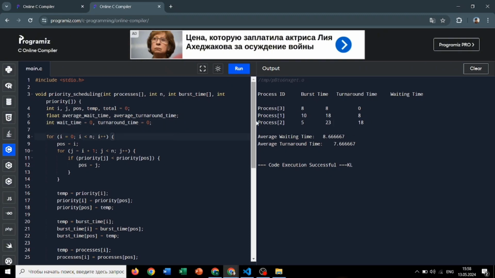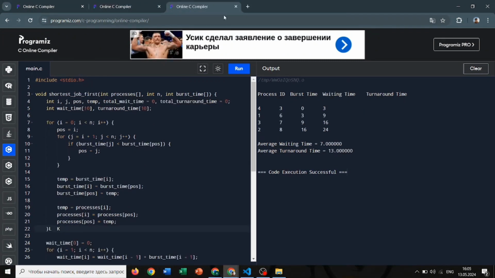And this is how our output looks. We can see the average waiting time. This is the average waiting time of these three. And turnaround time, this. So I hope you understand it.